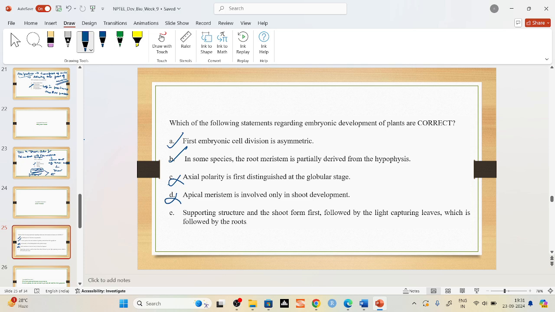Then E is supporting structure and the shoot form first, followed by the light capturing leaves, which is followed by roots. This is also incorrect. Why? Because while shoots do develop early, roots typically start to form alongside or shortly after the shoot rather than being developed last. Here it is written supporting structures and the shoot form first. Yes, shoot forms first, but it is not like that roots are formed at the last. No.